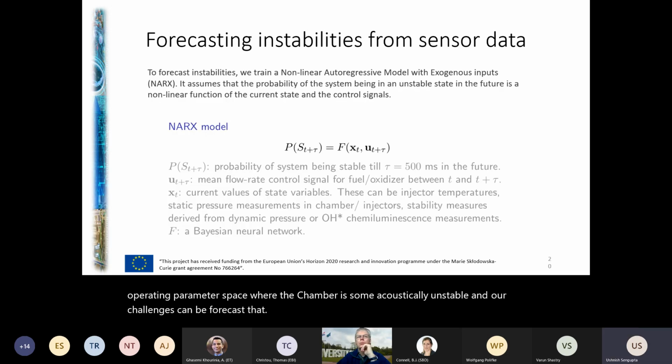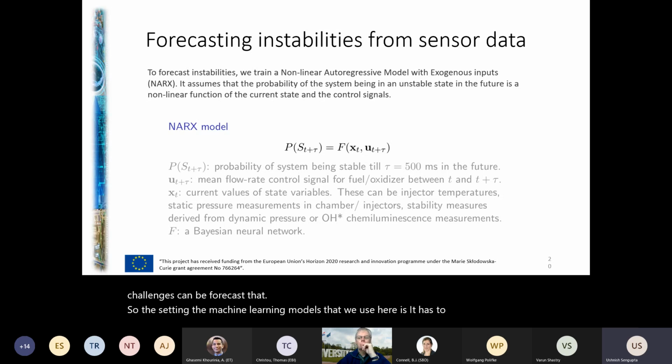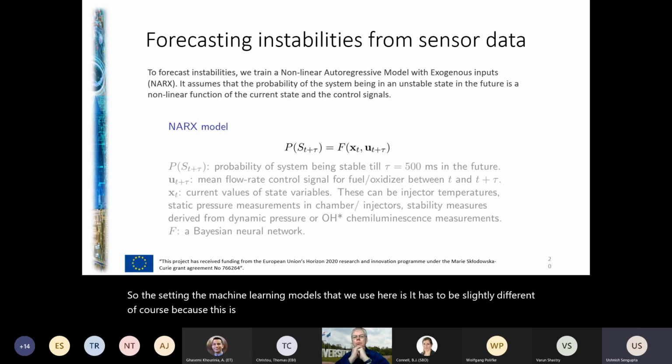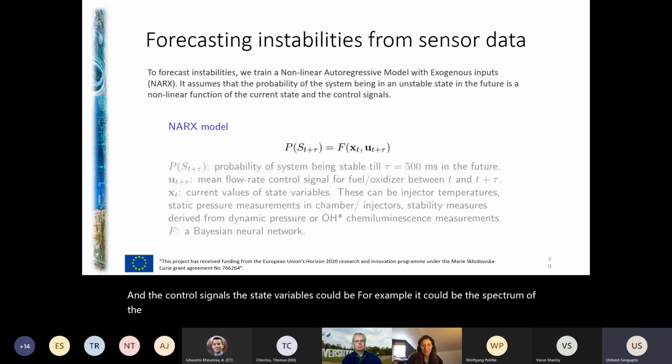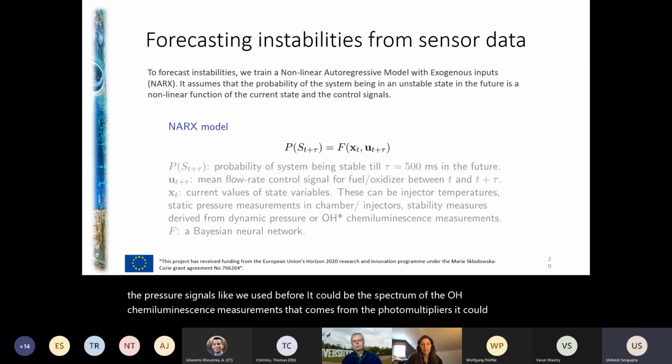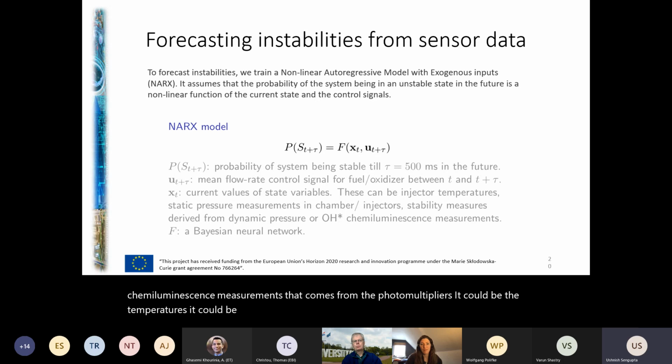So the machine learning model that we use here has to be slightly different, of course, because this is a dynamic experimental run. So what we do is we use as the input some state variables and the control signals. The state variables could be, for example, the spectrum of the pressure signals like we used before. It could be the spectrum of the OH chemiluminescence measurements that come from the photomultipliers. It could be the temperatures. It could be the chamber pressure, and so on.